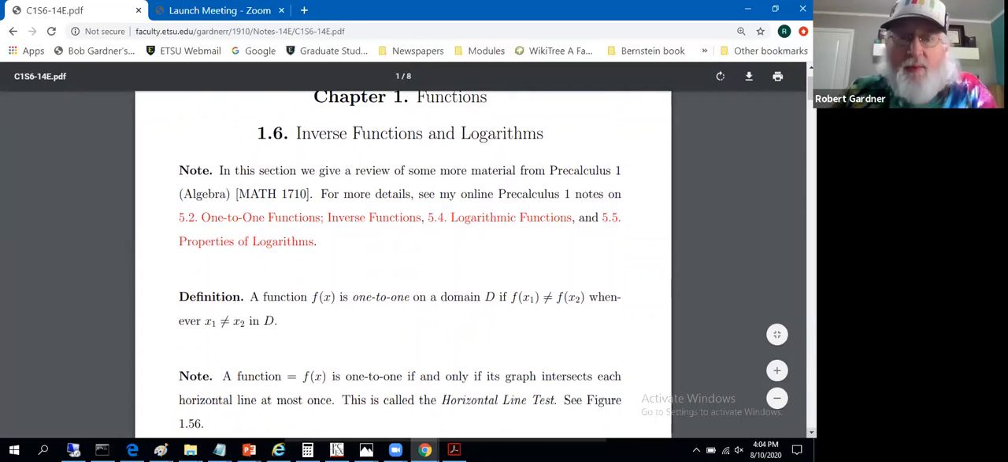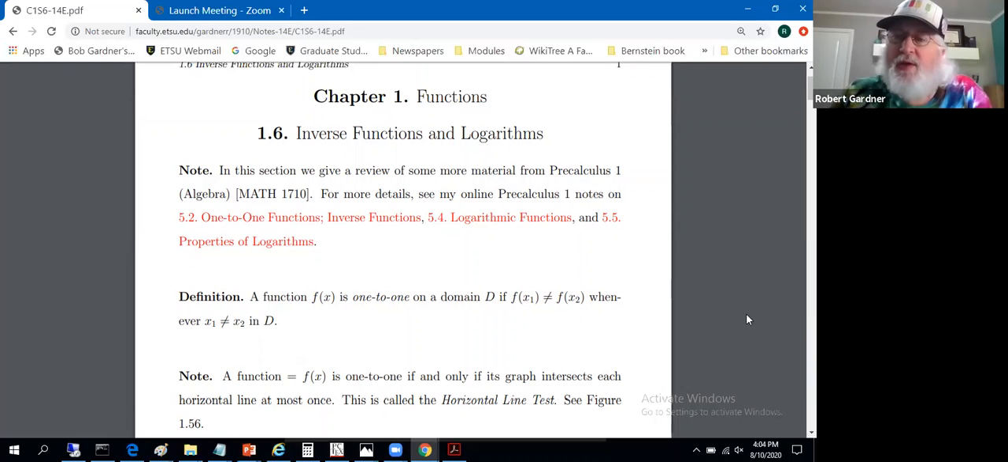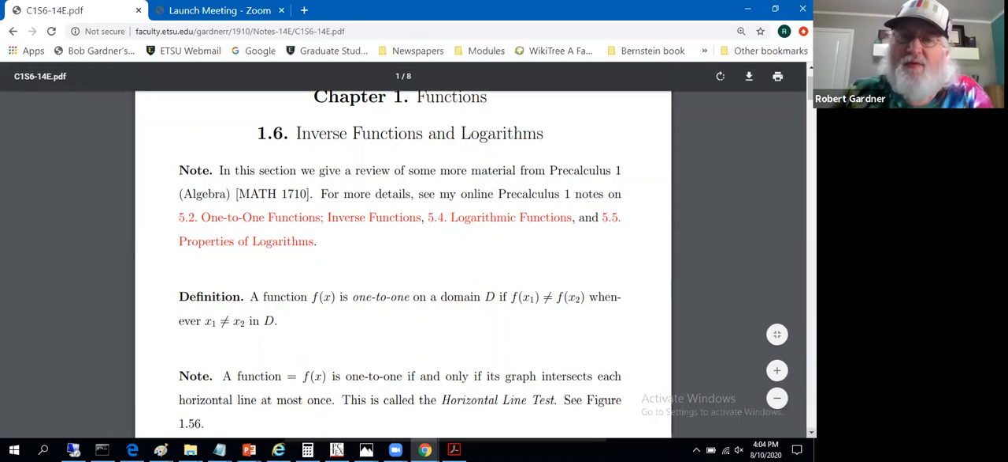inverse functions and logarithms. In the PDF posted online, you'll find links to some Pre-Calculus 1 notes, pretty thorough notes on this same type of material. What we're about to do here is a quick review of that, really.